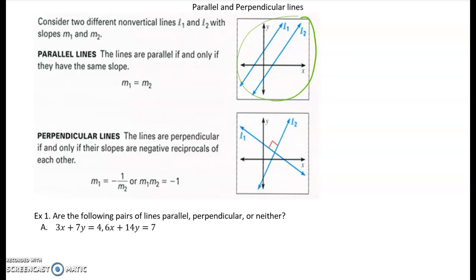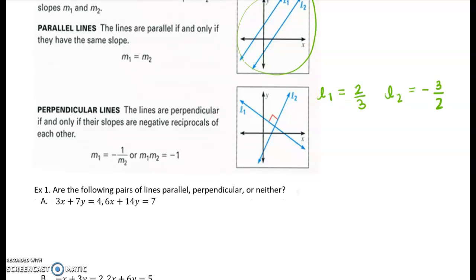Okay, so let's say that the slope of line 1 is equal to 2 over 3, then line 2 is going to be equal to the negative reciprocal. So since this is positive, it turns negative, and you flip it. Okay, and if you were to multiply those, you should get -1.